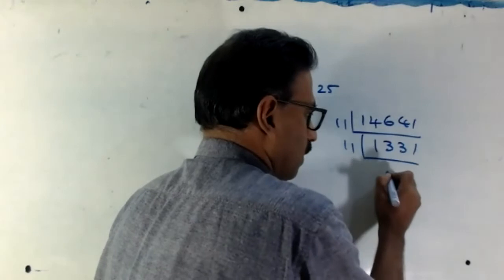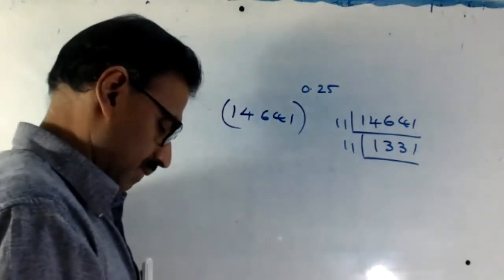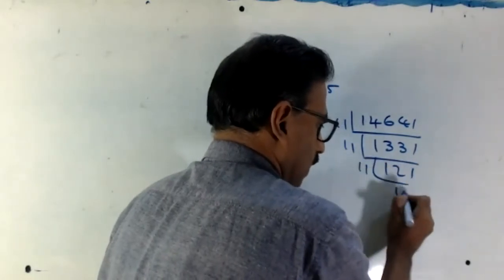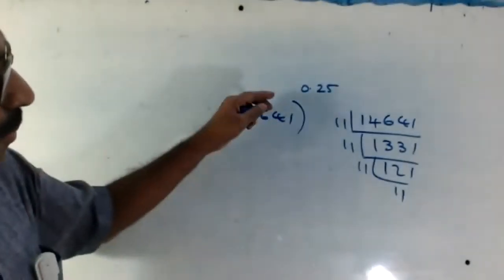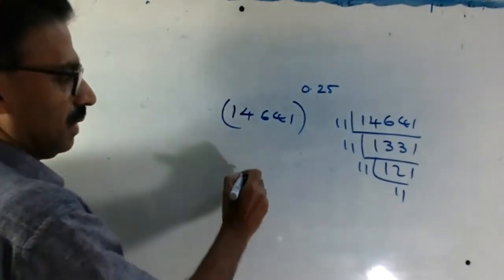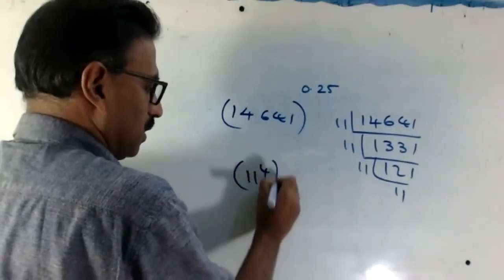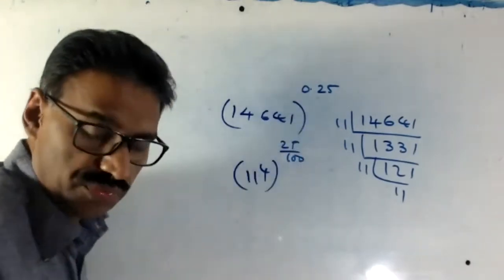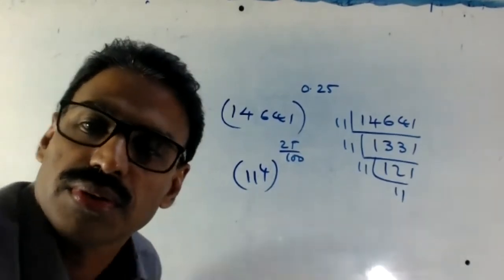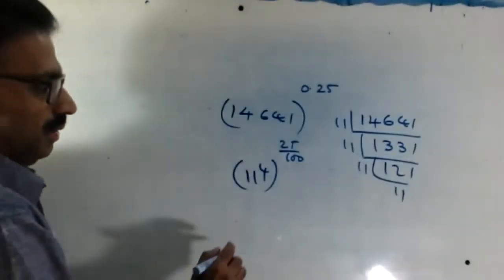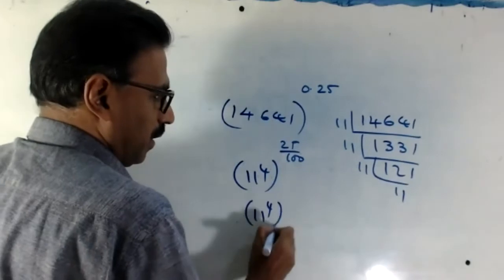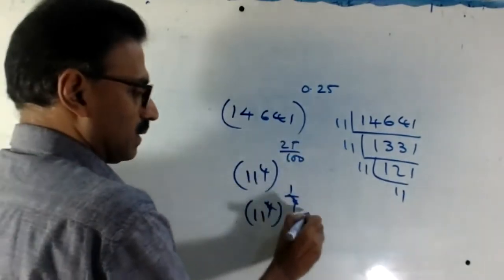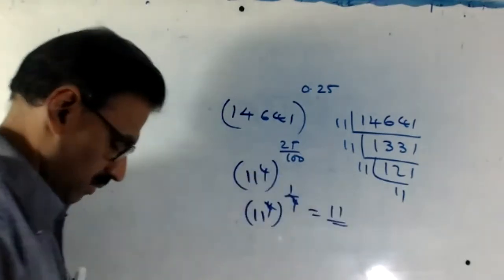Then 11, how much? 121. Again 11, 11, 11. So you have to keep on trying 2, 3, 4 like that. So 11 raised to 4, all raised to 0.25. We can write 0.25 as 25 by 100. We did some question like that. Correct or no? Then 11 raised to 4, whole raised to 1 by 4. 25 and 100 cancel. 4 cancel. Answer is what? 11.